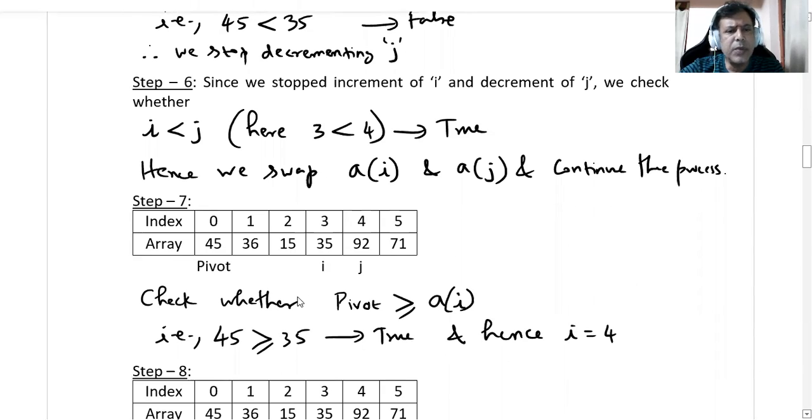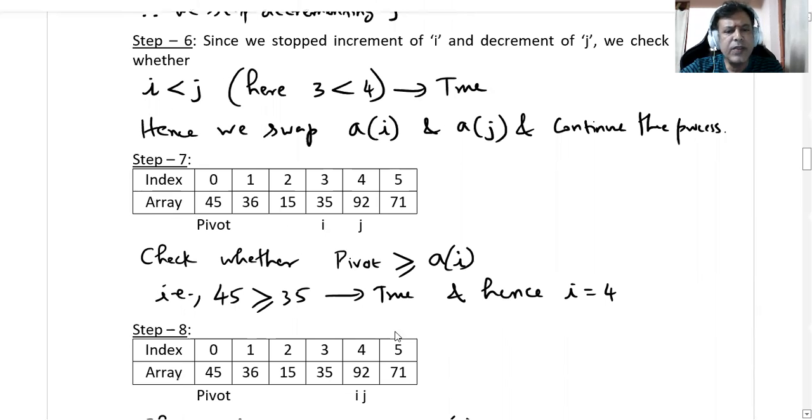Now again, you are repeating the process, means check whether the pivot is greater than or equal to AI, means 45 is greater than or equal to 35. Yes, it is true. Hence, you move one step ahead, means you increment I. Now it is 3, it will become now 4. Means I and J will occupy the same position now.